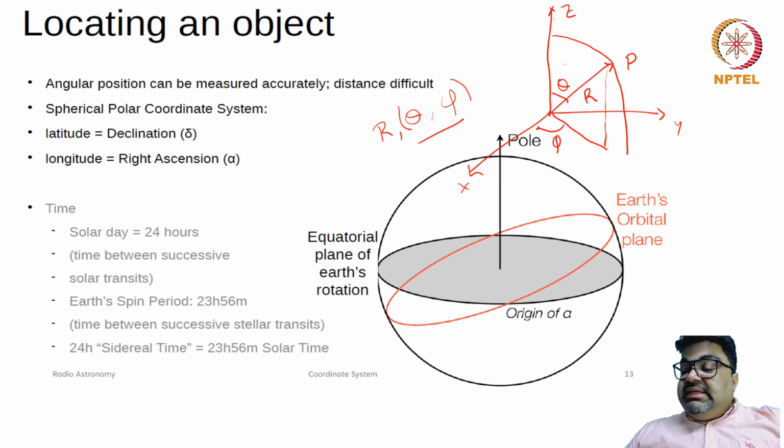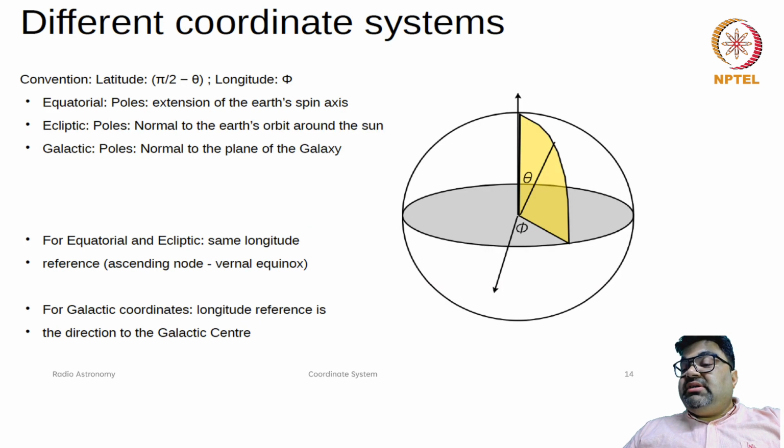That's easy. What you have to remember is the solar day is 24 hours. Earth's spin period is a little bit less than 24 hours. And we have to define something called sidereal time. Typically, we use things like right ascension and declination, but we'll come to them one by one as we go through it. So the different coordinate systems: equatorial we already mentioned, this we will be covering. Ecliptic we will not cover. Galactic we will cover, and also the horizon.